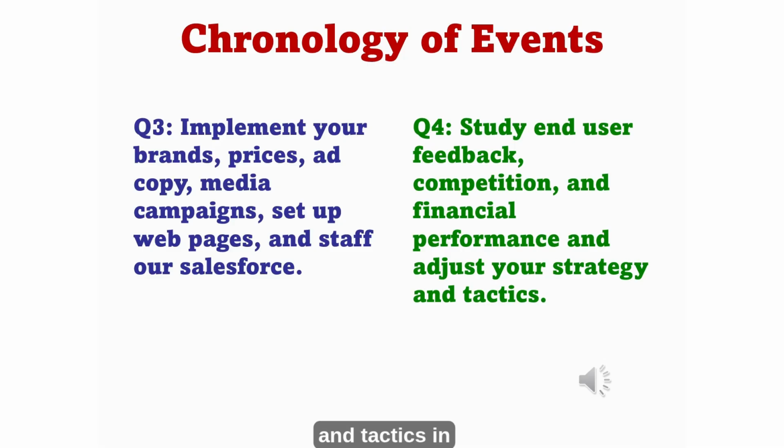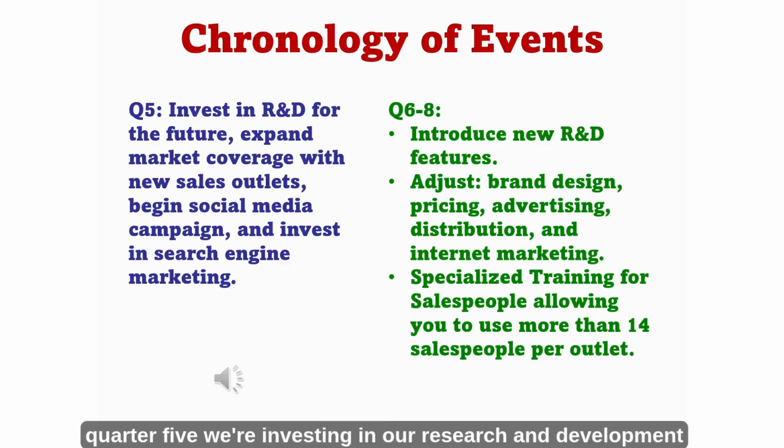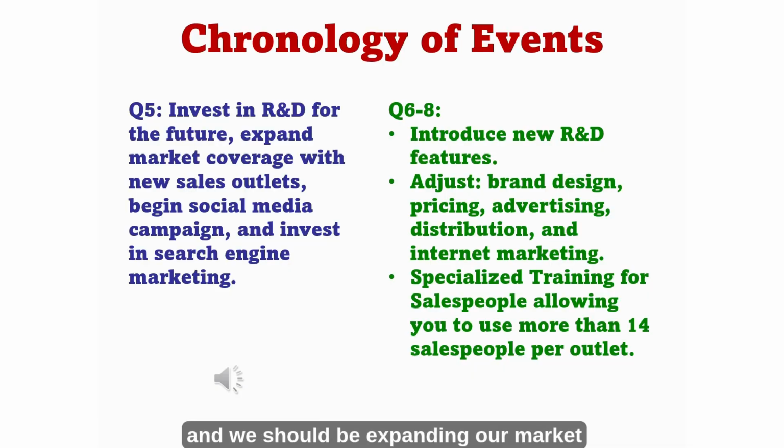Then in quarter 4, we study the end user feedback, competition, financial performance, and we adjust our strategies and tactics. In quarter 5, we're investing in our research and development, and we should be expanding our market coverage to all 12 outlets so that in quarter 6 we have all 12. We also will begin social media campaigns and invest in search engine marketing.